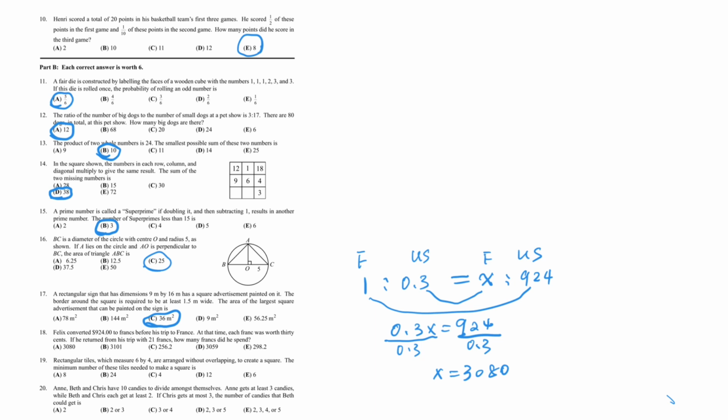If he returned with 21 francs, he must have spent 3,080 francs minus 21, that's 3,059. So the answer is D.